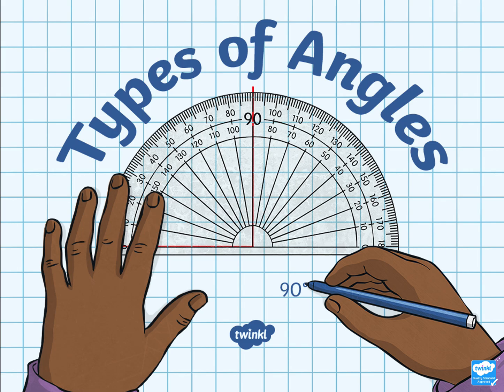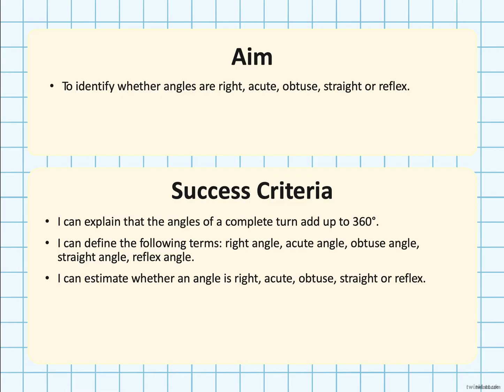Today we're going to talk about types of angles. Our aim for today is to be able to identify whether angles are right, acute, obtuse, straight, or reflex. We know that we can use protractors to measure angles. We're actually going to be talking about that later. Right now I just want you to know what those terms mean and to be able to estimate whether an angle is right, acute, obtuse, straight, or reflex.